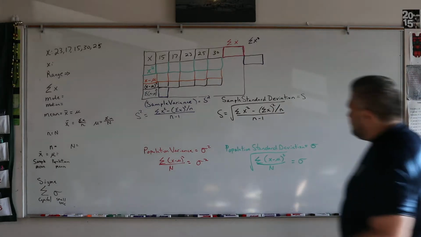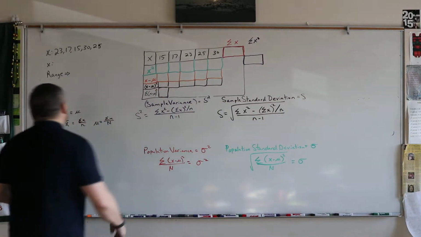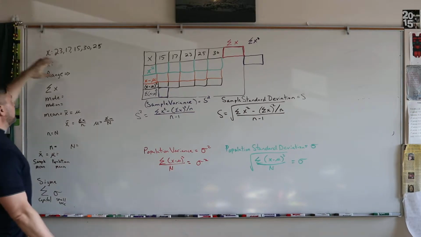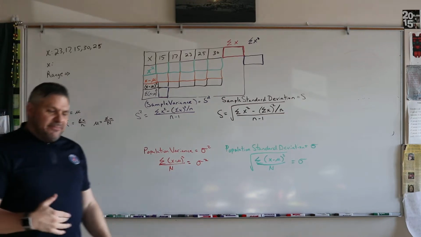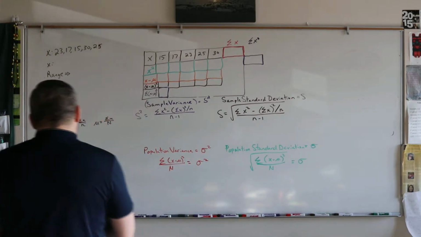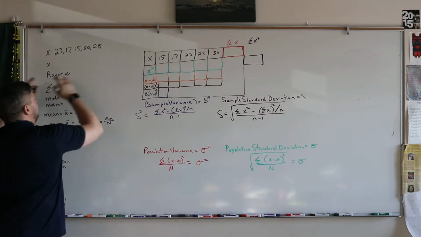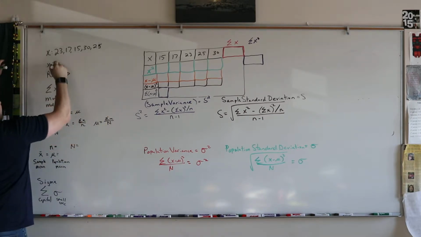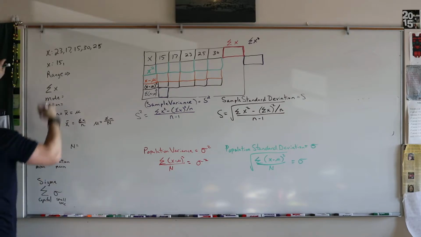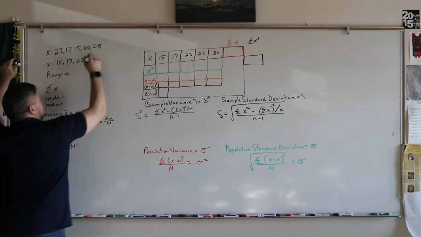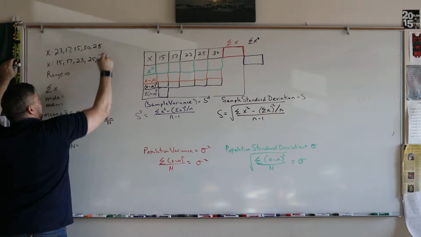We have a lot to do with mode, median, mean, and range. We're given these numbers and they're not in order. So the first step is to put them in order, from lowest to biggest: 15, 17, 23, 25, and 30.